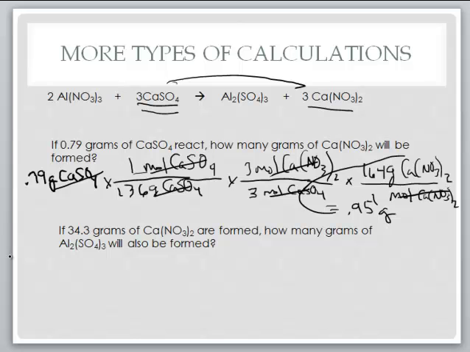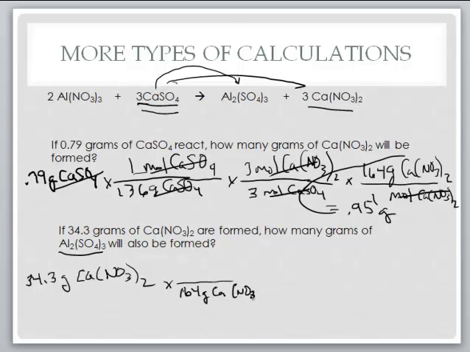Let's do another one, and I'm going to go through this pretty quickly. This is how you would eventually want to get to do these problems. We're going to start with 34.3 grams calcium nitrate, and I'm going to go from calcium nitrate to aluminum sulfate, so I'm going from that to that, 3 to 1 ratio. So add up my molar mass of calcium nitrate, which I believe we did over here as 164 grams calcium nitrate per mole calcium nitrate.